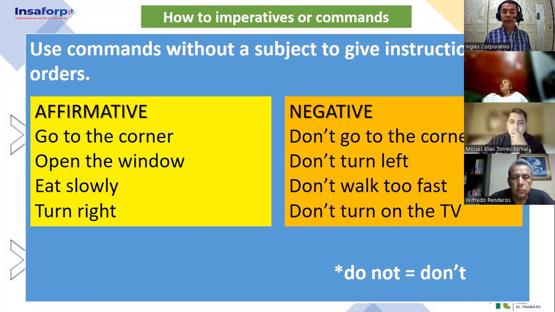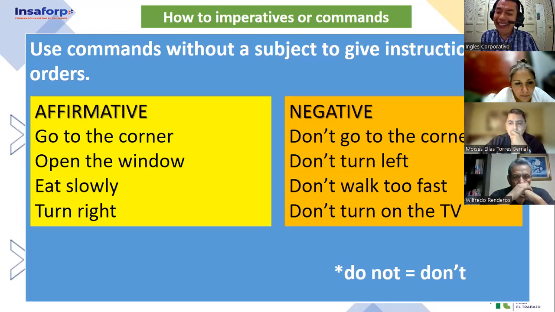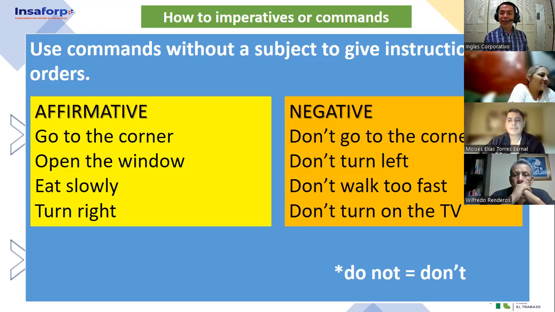In the negative, you use the word don't. Don't go to the corner. Don't turn left. Don't walk too fast. Don't turn on the TV, right? Don't make sound when you eat soup. No, no, no. Don't make sound. Do not eat with the mouth open. No, sorry. Do not speak with the mouth full. No, no, come on. So, don't speak with the mouth open.